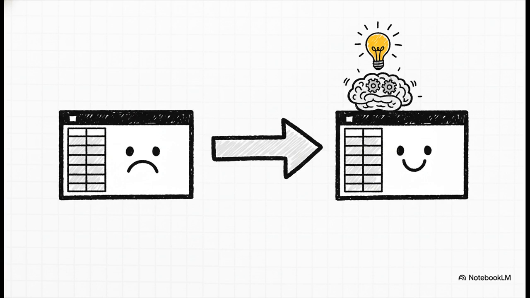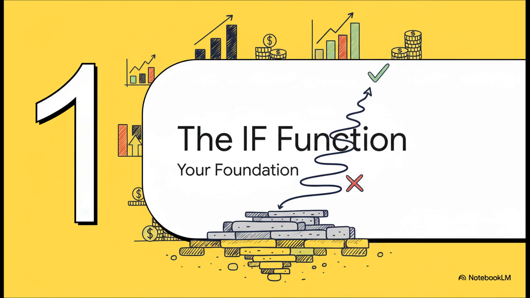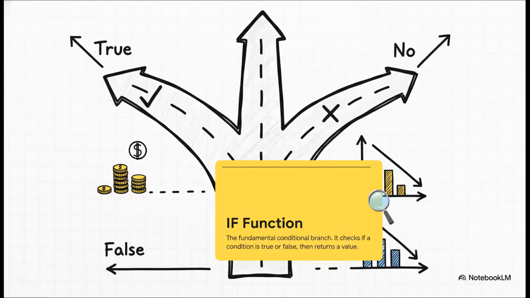Okay, our journey starts with the absolute foundation of all conditional logic in Excel, and that is the IF function. Seriously, this is the bedrock. Everything else we do is built right on top of this. You can think of the IF function as a simple fork in the road for your data. All it does is ask a basic yes or no question, and then based on the answer, it tells your model which path to take. It's the most fundamental decision-making tool you've got, and it's absolutely critical.